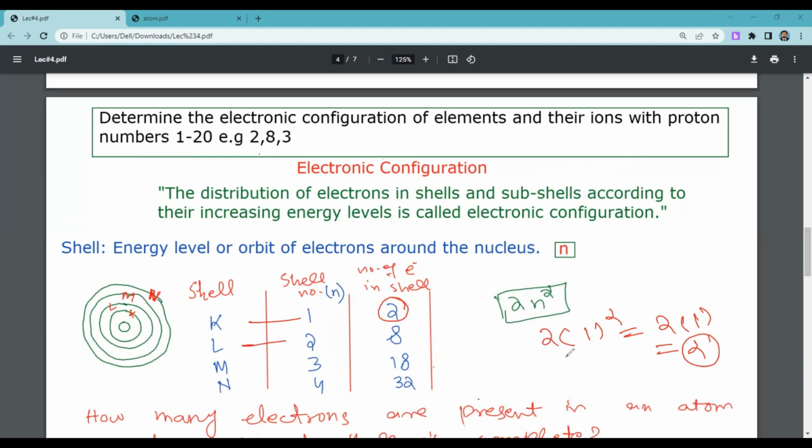While for L, we can simply try 2 into 2 squared is equal to 2 into 4 is equal to 8. 8 electrons are present in L. Similarly, you can calculate the number of electrons in M and N shell. 32.